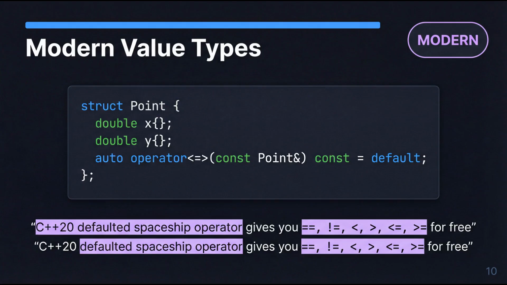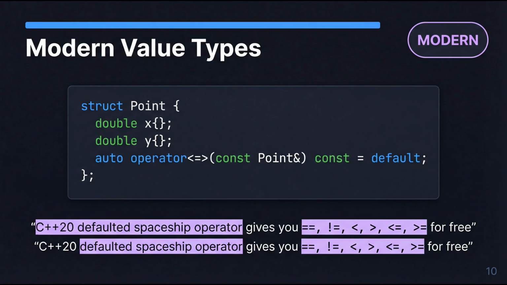C++20 introduced the spaceship operator, formerly called the three-way comparison operator. When you write auto operator<=>(const Point&) const = default, the compiler generates all 6 comparison operators for you: equals, not equals, less than, greater than, less or equal, and greater or equal. For a point with x and y, it compares member by member in declaration order.